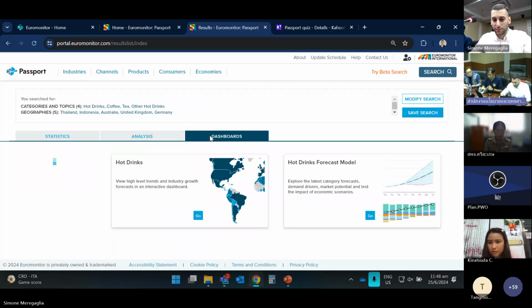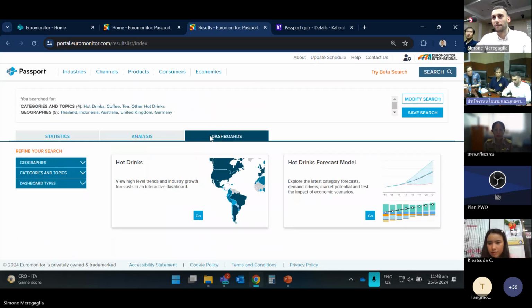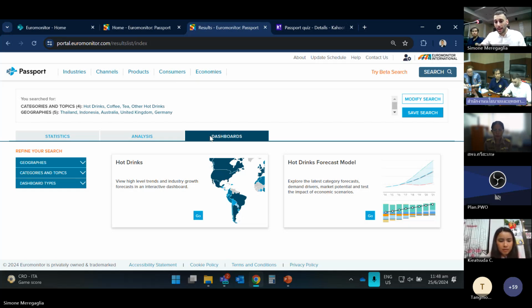And then finally, dashboards. Dashboards are visual interactive maps where, at a very quick glance, you can compare different countries very easily, and you can deep dive into a country. I'm going to show them all to you soon. So we start from statistics.